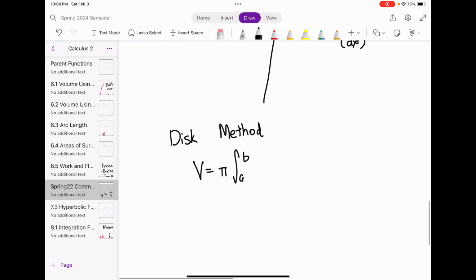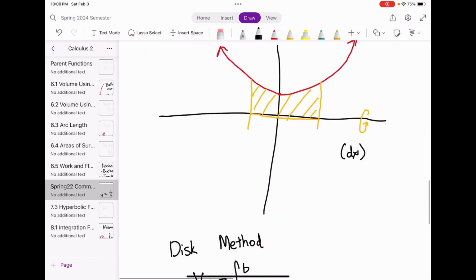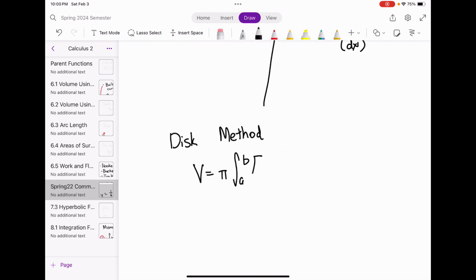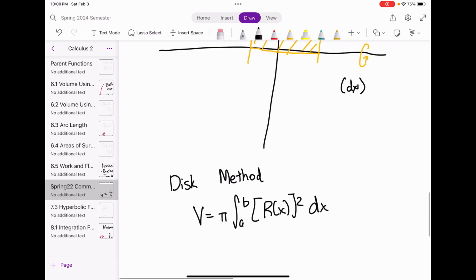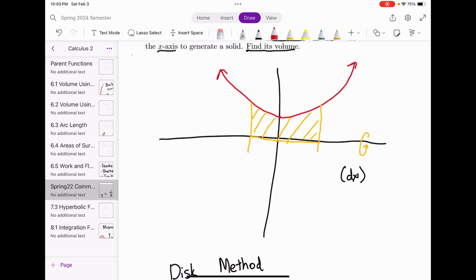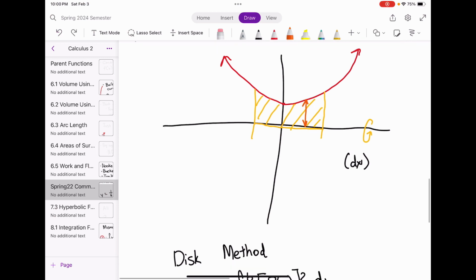So pi, the integral from a to b of r of x squared dx. Pretty straightforward. R of x in this case is the difference between the axis of rotation, which in this case is the x-axis, and the graph itself. So that's just y, or f of x, in this case.